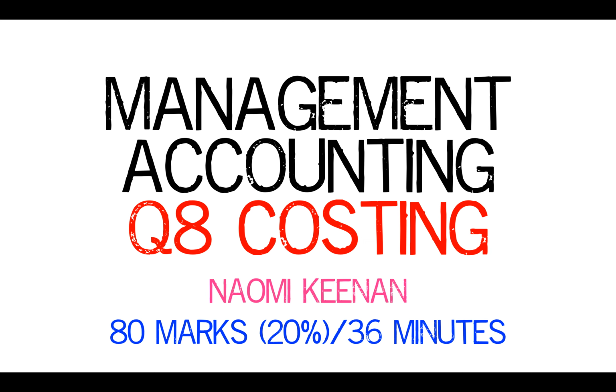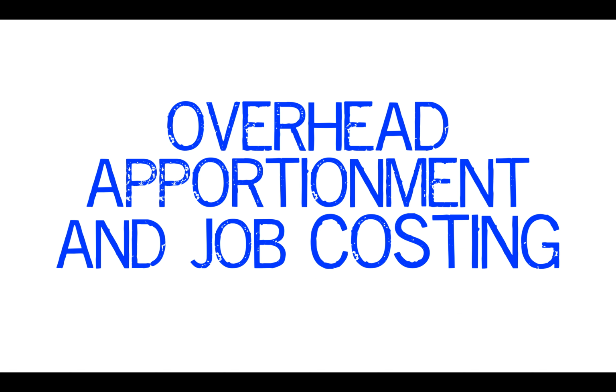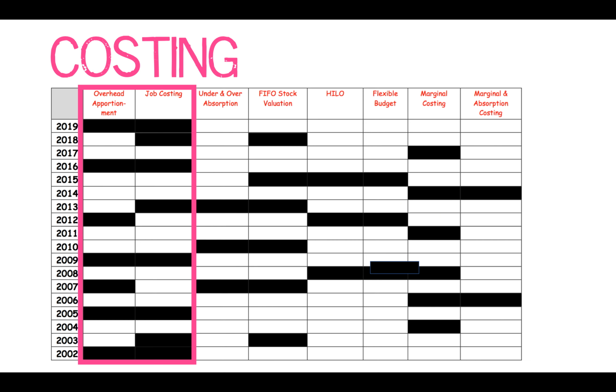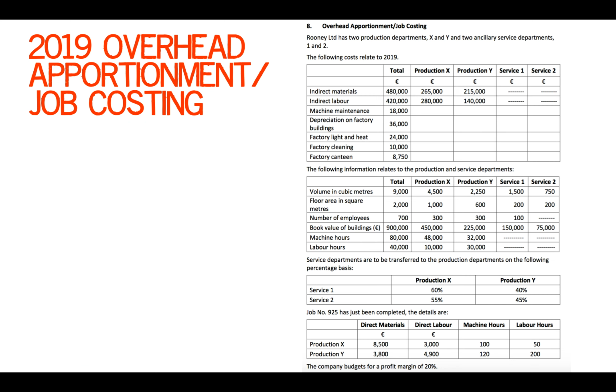This video is on question 8 costing, and it is on overhead apportionment and job costing. This came up in 2019, so that is the question we're going to look at now. Rooney Limited has two production departments, X and Y, and two ancillary service departments, 1 and 2. The following costs relate to 2019.